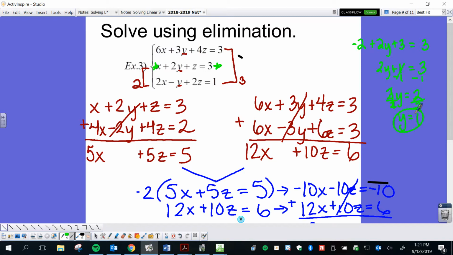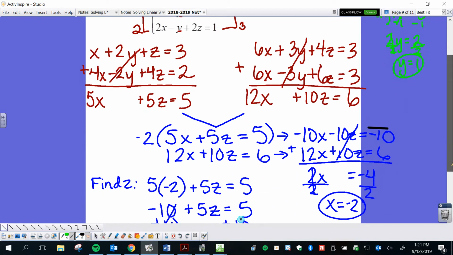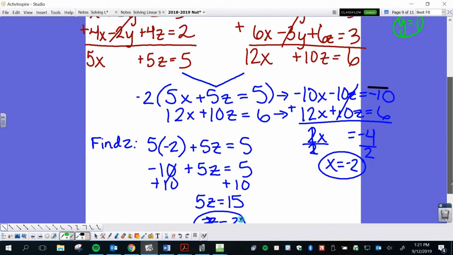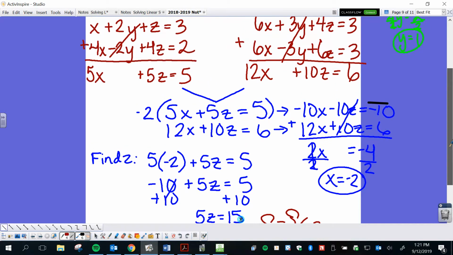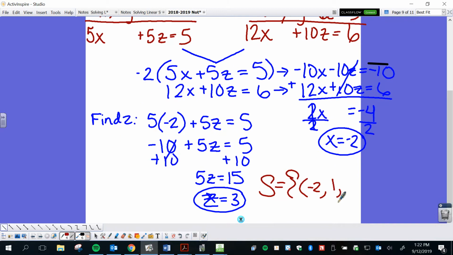All right, we have our answer. We have x, we have y, we have z. Only thing left to do, put it inside of a fancy ordered triple solution set. Solution is the point, negative 2. Next would be y, which was, I instantly forgot. What was y? 1, okay. And z, which is 3. And you have an answer.